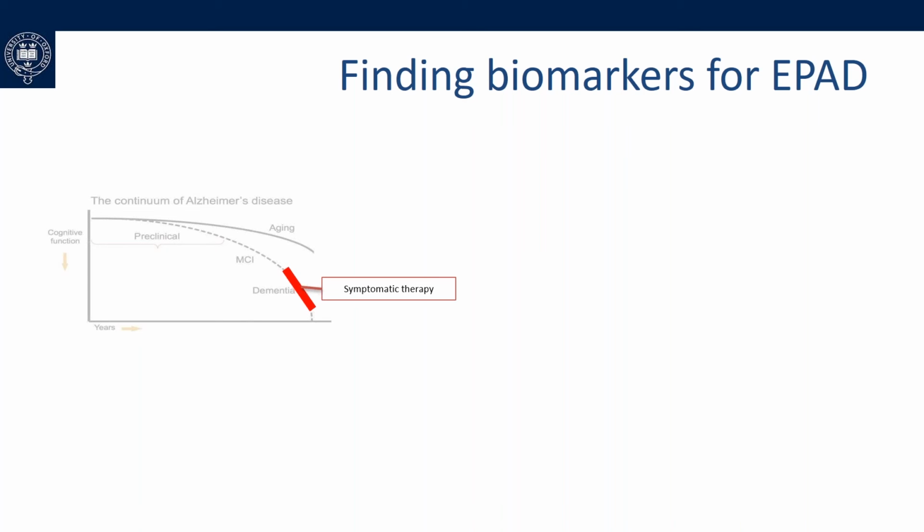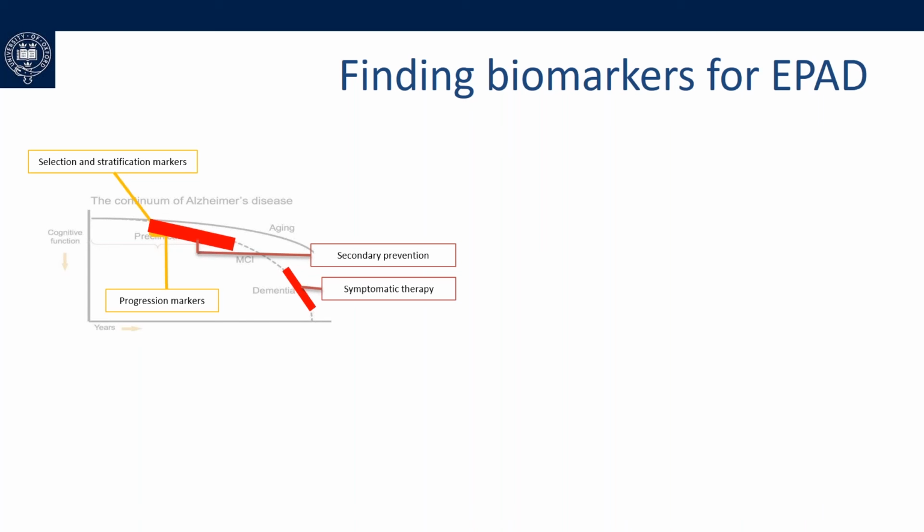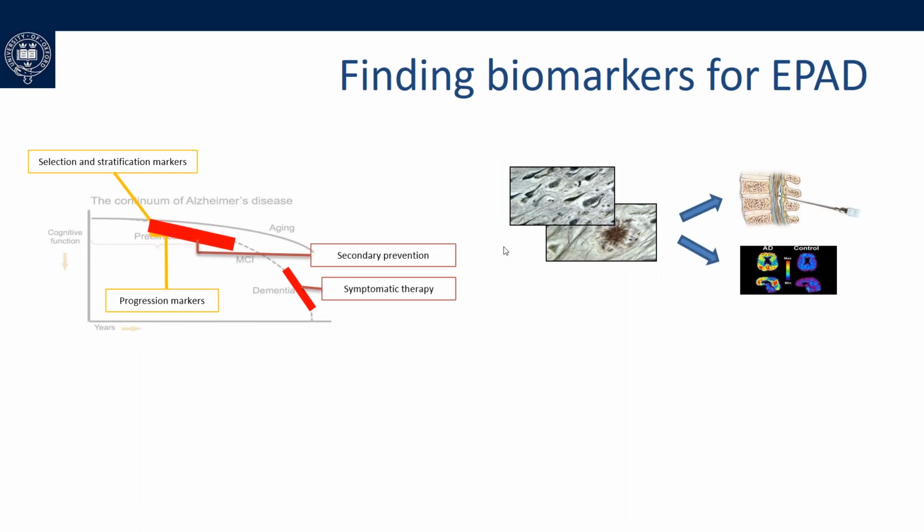So from symptomatic therapy to secondary prevention, we give ourselves a problem because it's hard to find the right people. The only way we can do that is with selection and stratification markers and then progression markers. And I'm going to talk about selection and stratification markers now. Now you could argue that we have all of the selection markers we need in CSF or in PET imaging. And we are, of course, using these in EPAD, but let me show you a problem.